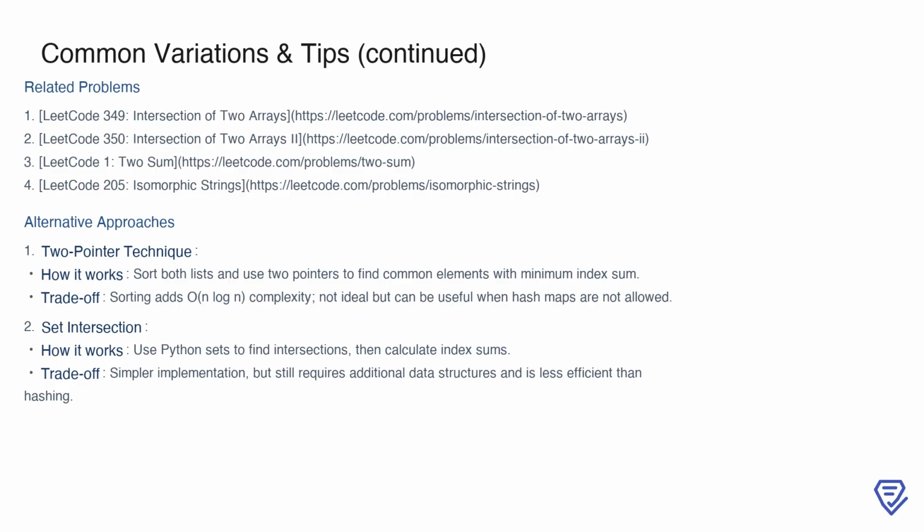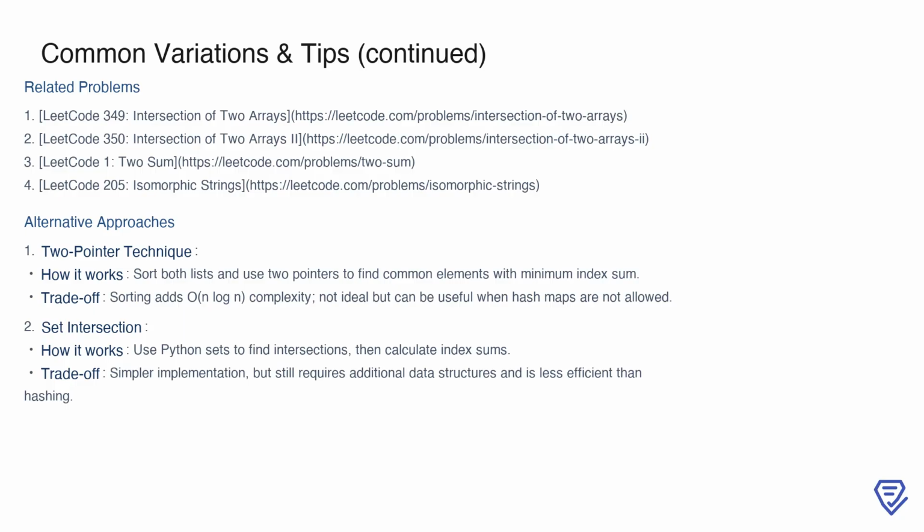In addition to the hash map approach, there are alternative methods worth noting. One such method is the two-pointer technique. By sorting both lists and using two pointers, you can identify common elements with minimum index sums. However, this approach introduces an O(n log n) time complexity due to the sorting step, making it less efficient than hashing. Another alternative is to use set intersection.